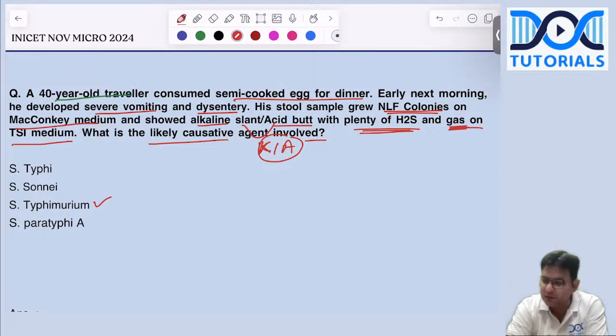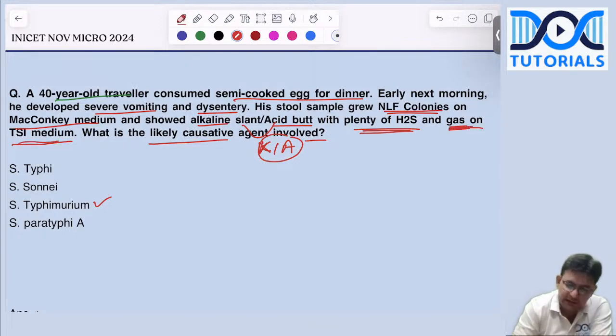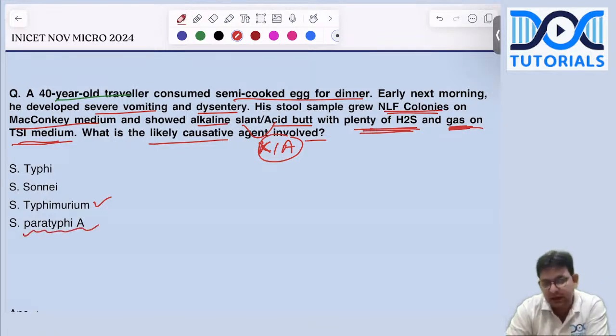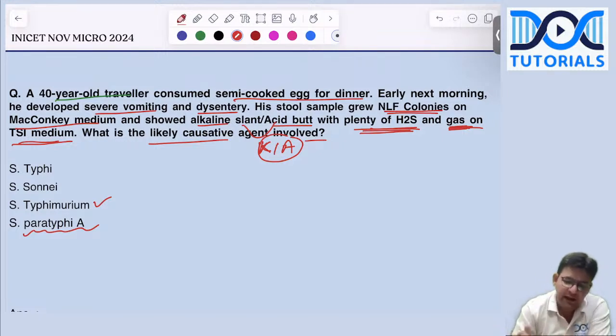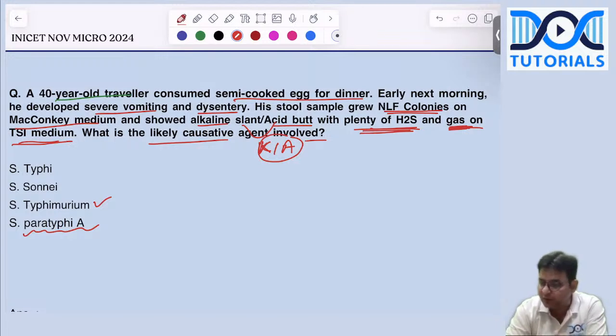So this is what is to be remembered, that gas is present and there is plenty of H2S. These both properties are not there in Salmonella typhi. Now you can say, sir, paratyphi A is there. Paratyphi A also can do this type of stuff. Yes, it can. But again, in that one there is no gas. So gas is absent in paratyphi A. But here it has been written that gas is present in the TSI media. And what is TSI? Triple sugar iron. So more H2S production and gas is a feature of typhimurium.